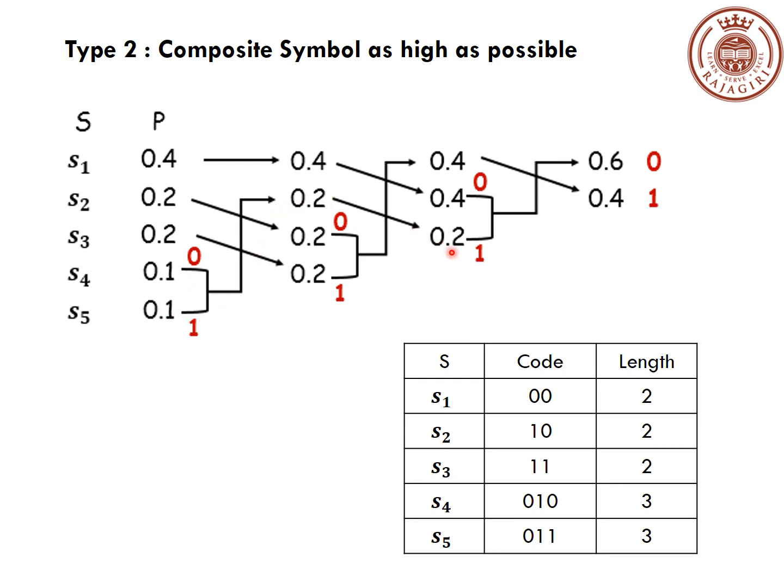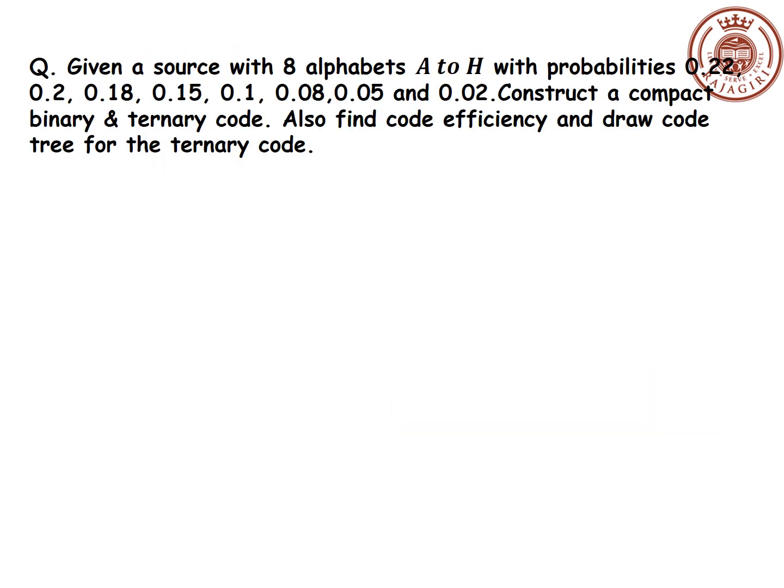and 0. Okay, next is S5, 0.1. It was added to be 0.2 here and then here. So the value is 0 1 and a 1. Okay, so 0 1 1. Okay, so that's how the code words come, and their lengths are also written down. Let's look at the next question.